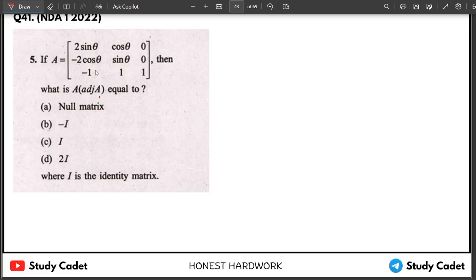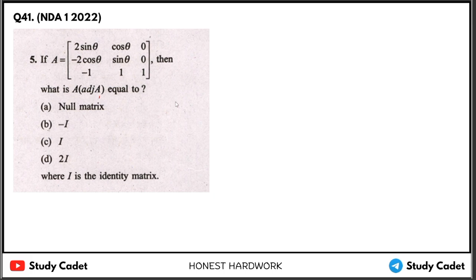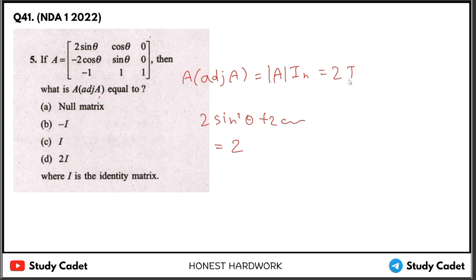If A is this, then what is A adjoint of A? Okay, the value of A into adjoint of A, you should know that it is determinant of A into identity matrix. Okay, what is determinant of A? 2 sin square theta minus minus plus 2 cos square theta, so it is simply 2, right? So it will be 2I. This is the answer.